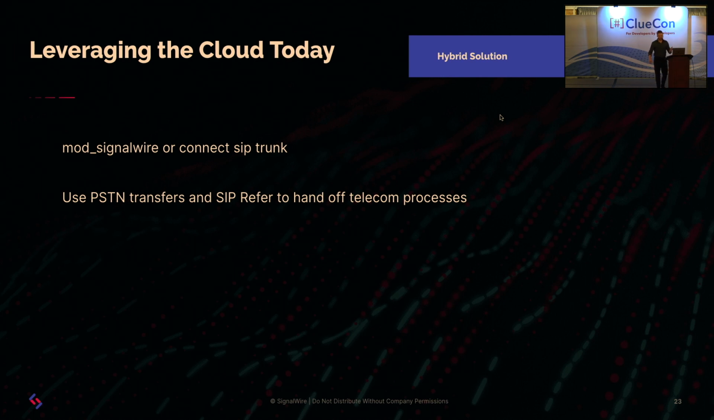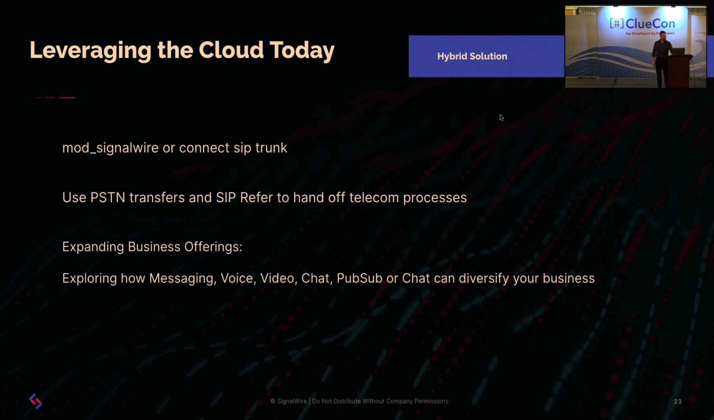Next, for hybrid solutions, if you don't want to specifically have your own, but you want to add on and mix to the next, use PSTN transfers. That way you can actually handle some things with not only what you have right now, but you can also add on to phone numbers, have them run their own process, and simply by using transfer or refer, we can add on to what the existing infrastructure was possible with that.